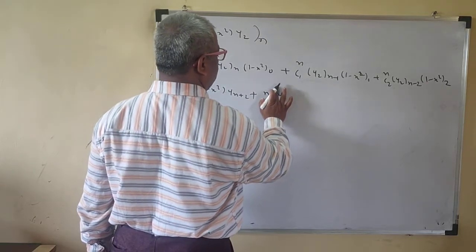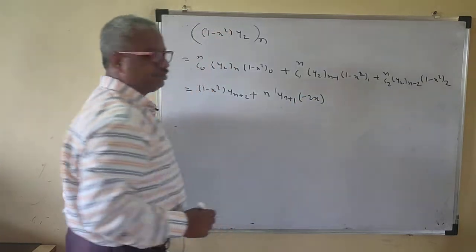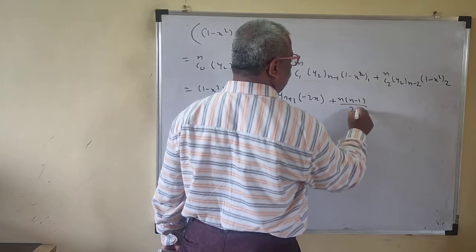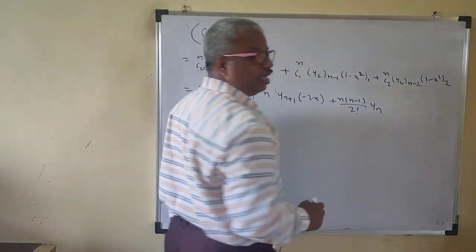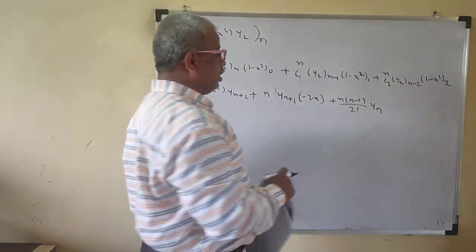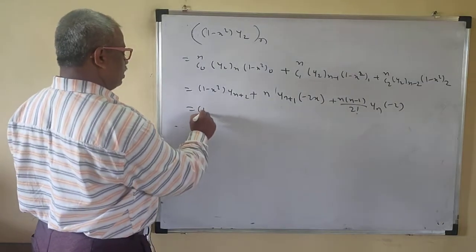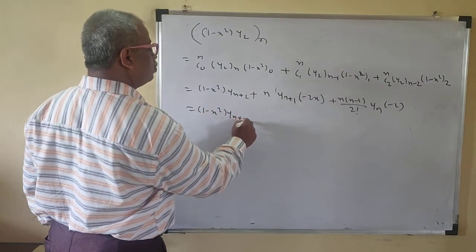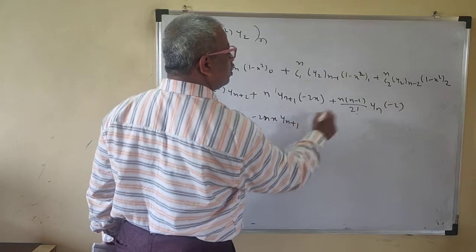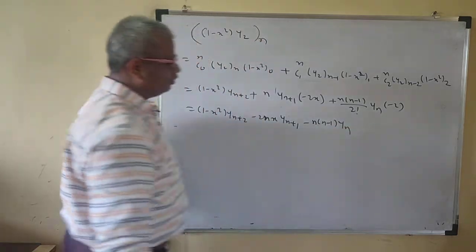y, this is y_(n+1), and this is what? Minus twice x. Okay, plus nC2 means what? n into n minus 1 upon 2 factorial y_n, and the derivative of 1 minus x square, so the derivative of minus twice x we have to take, this is minus 2. Okay, now this is what? Then 1 minus x square y_(n+2) minus twice nx y_(n+1), the 2 get cancelled, minus n into n minus 1 y_n.